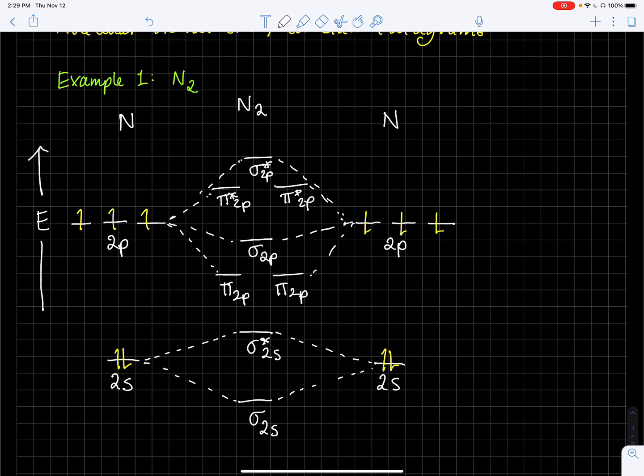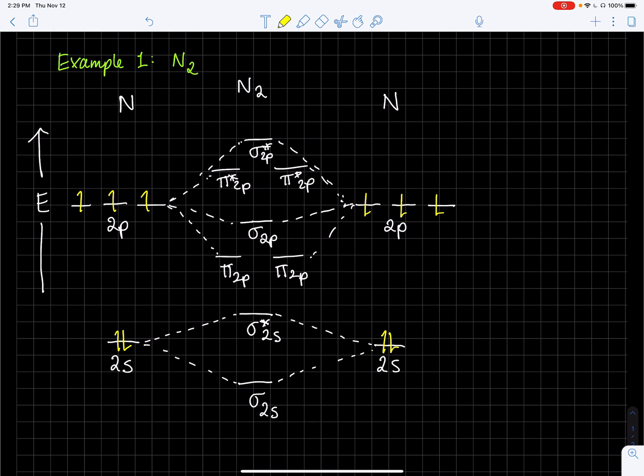Okay, so now to figure out what goes on in N2, we have to take the electrons on the sides and put them into the molecule. So I'll start at the bottom. I have 4 electrons in the 2s part of this diagram, 2 from each nitrogen, so I have to put them in, and I go in order of 1, 2, 3, 4.